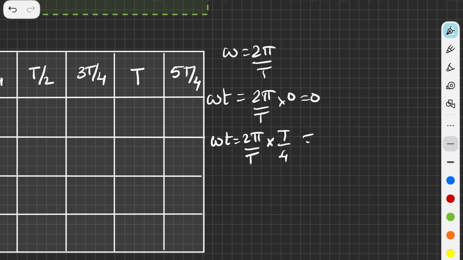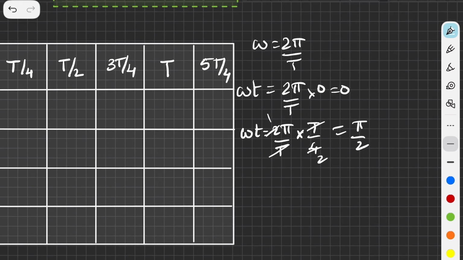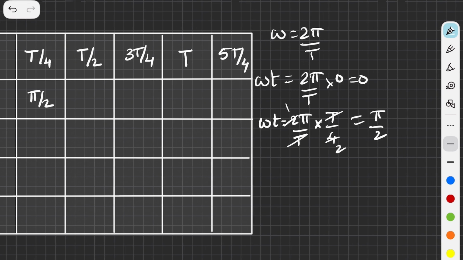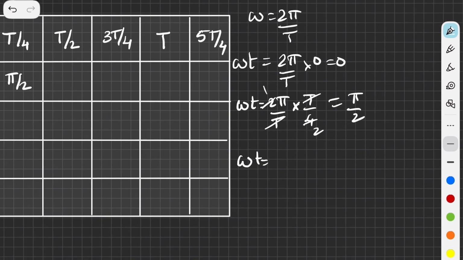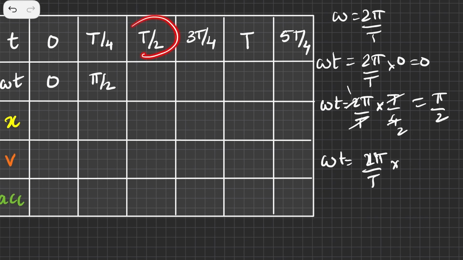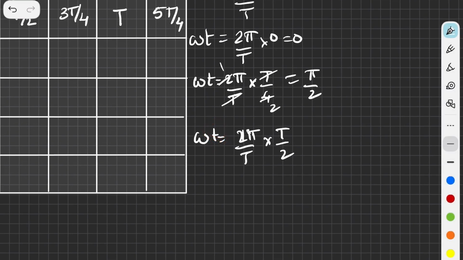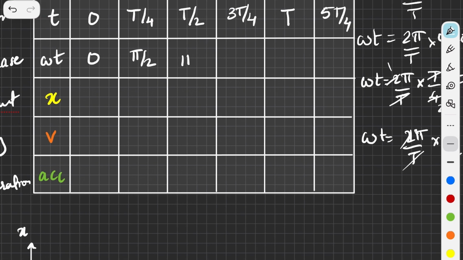Now if you check this equation, T and T get cut. So you get 2 1s and 2 2s, and I get pi by 2. Pause the video in case you are not able to follow it. Pi by 2. So this is pi by 2. Then comes T by 2. So the omega t value is 2 pi by T, and in place of small t, T by 2. So I'll get T by 2. Now T gets cut, 2 and 2 get cut, and you get pi. So I get a pi over here.